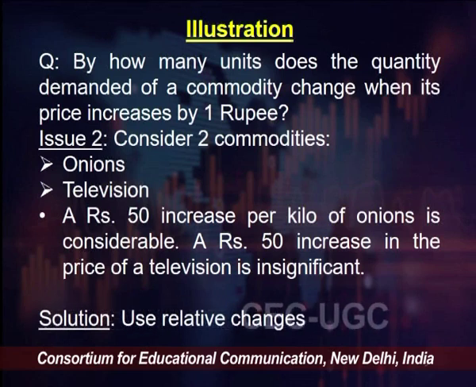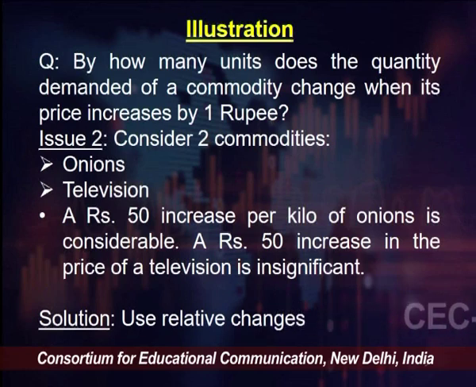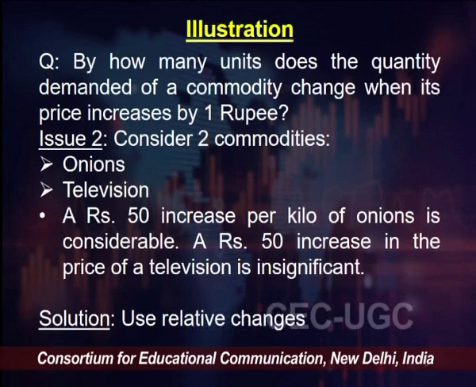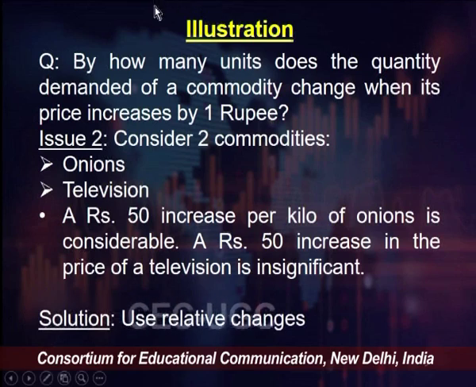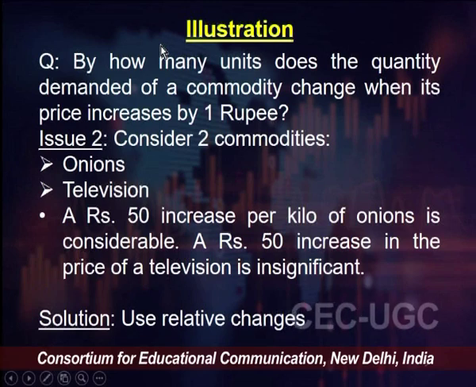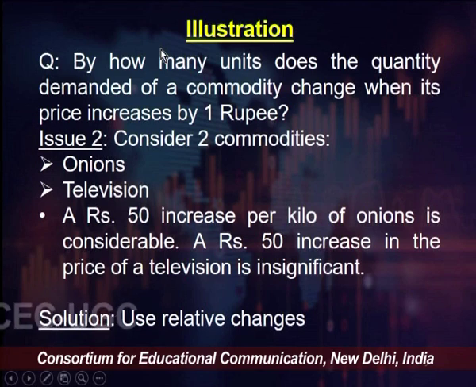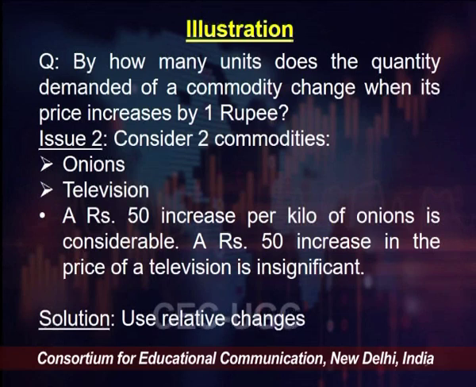Now, what do you notice here? For both the commodities, whether it's onions or a television, the price has gone up in an absolute sense by rupees 50. So the absolute change is the same. But there is a difference here. Clearly, a 50 rupees increase per kilo of onions is quite considerable. Whereas if the same increase in price, which is 50 rupees, happens for a television where initially the price is 20,000 and then becomes 20,050, that's not going to matter much. That is an insignificant change.